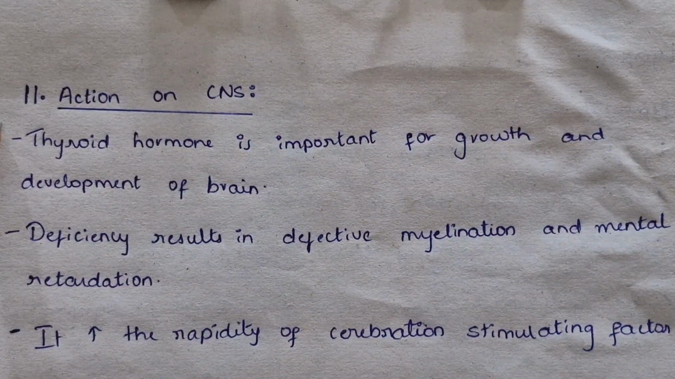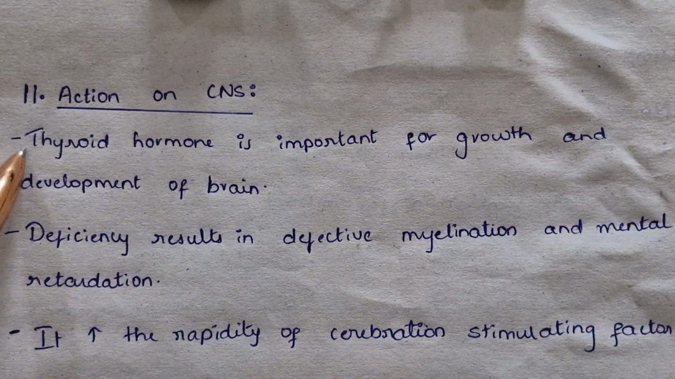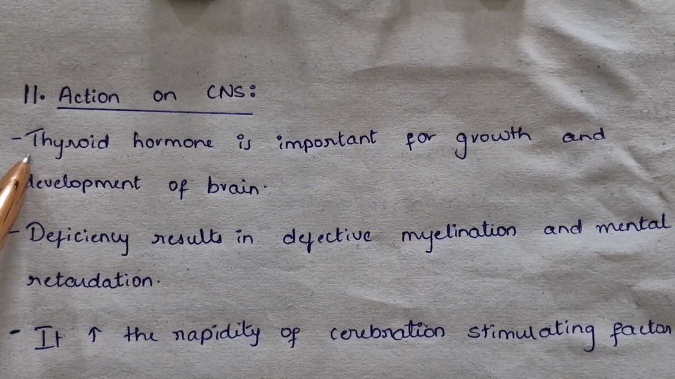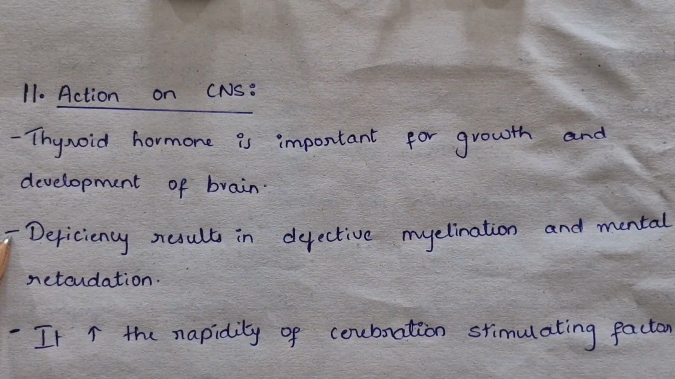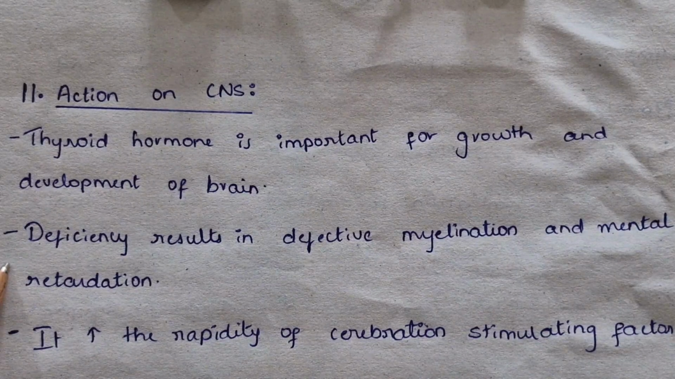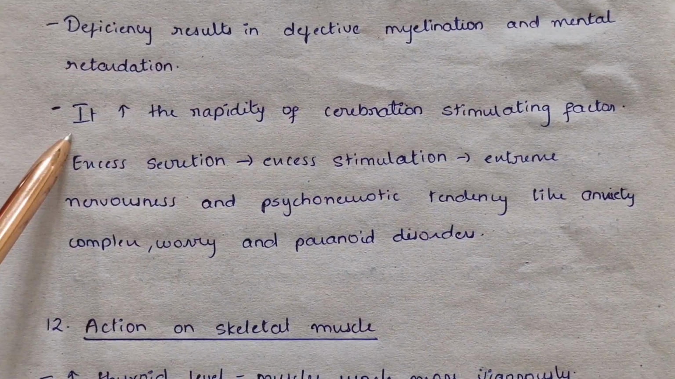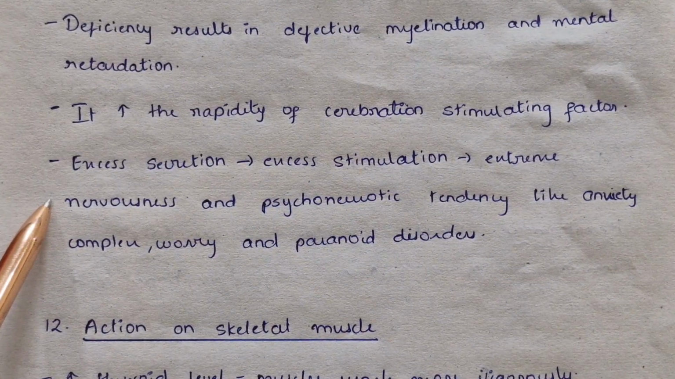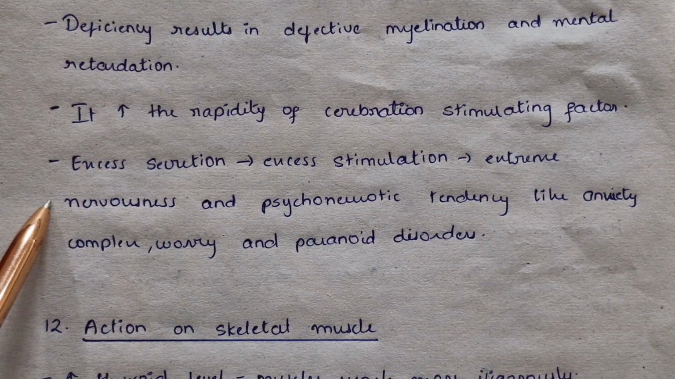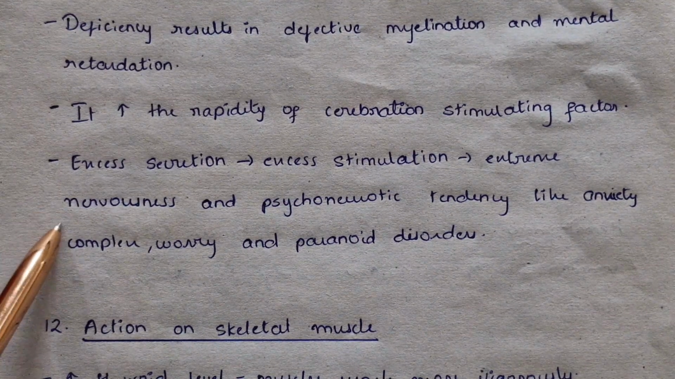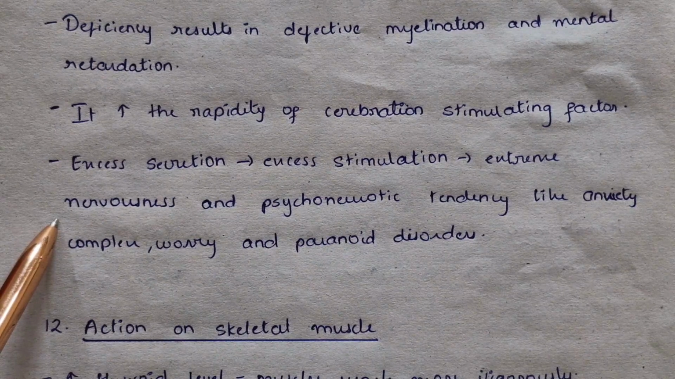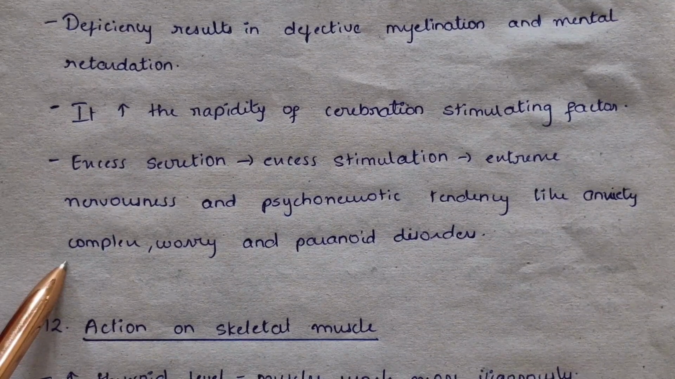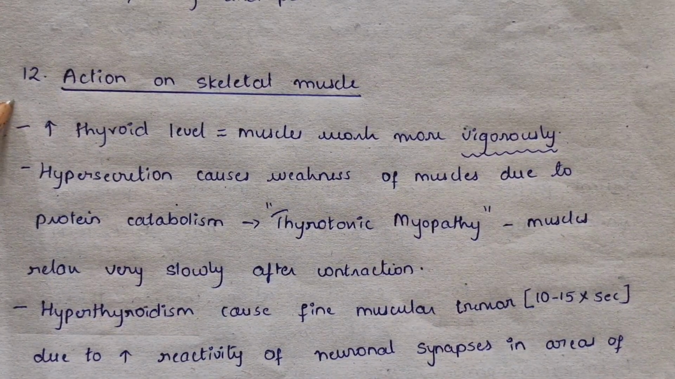The 11th function is action on the central nervous system. Thyroid hormone is important for growth and the development of the brain. Deficiency of thyroid hormone results in defective myelination and mental retardation. It increases the rapidity of cerebration. Excess secretion of thyroid hormone results in excess stimulation, further resulting in extreme nervousness and psychoneurotic tendencies like anxiety complex, worry, and paranoid disorders.